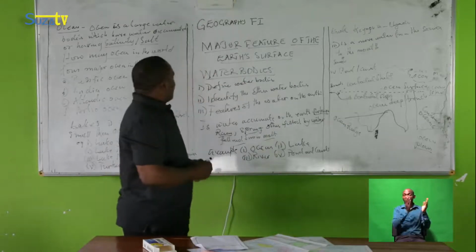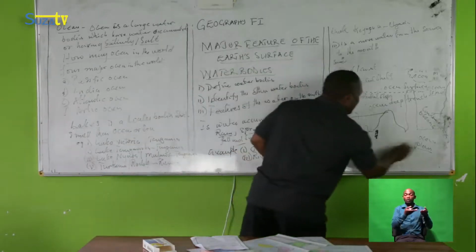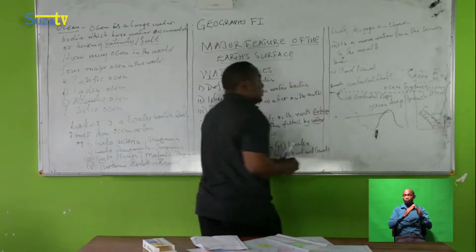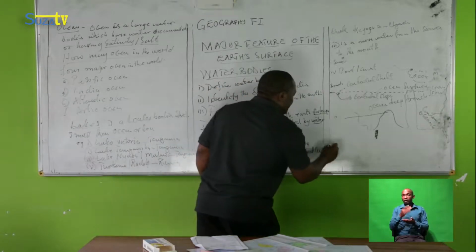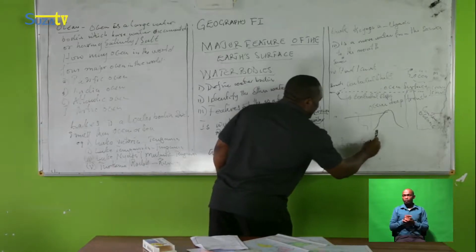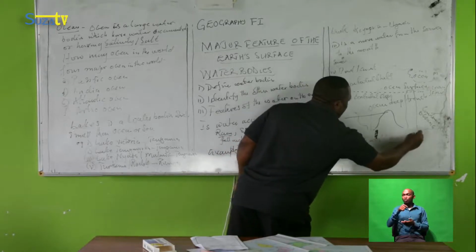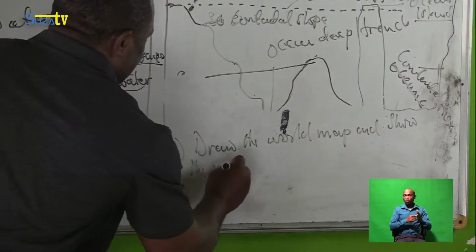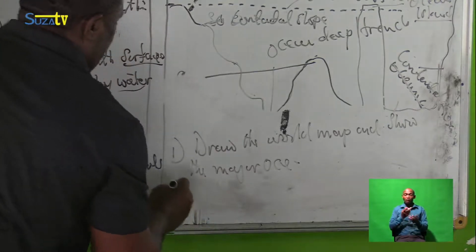So my students, let's leave some questions here in order to practice at home. I will give two questions. Number one, draw the world map and show the major oceans.